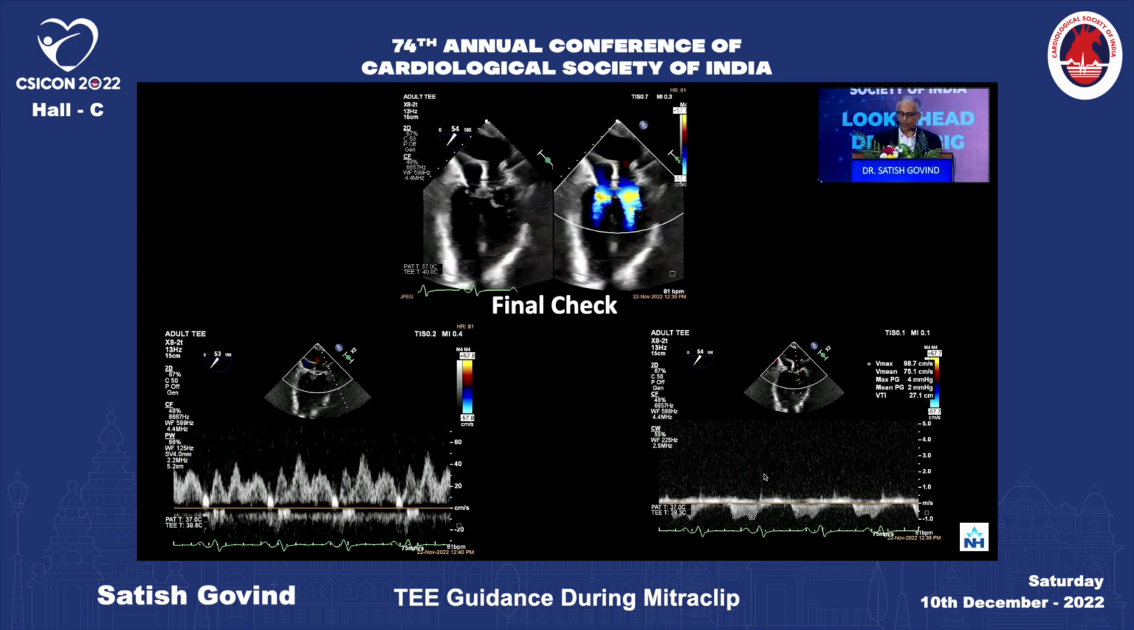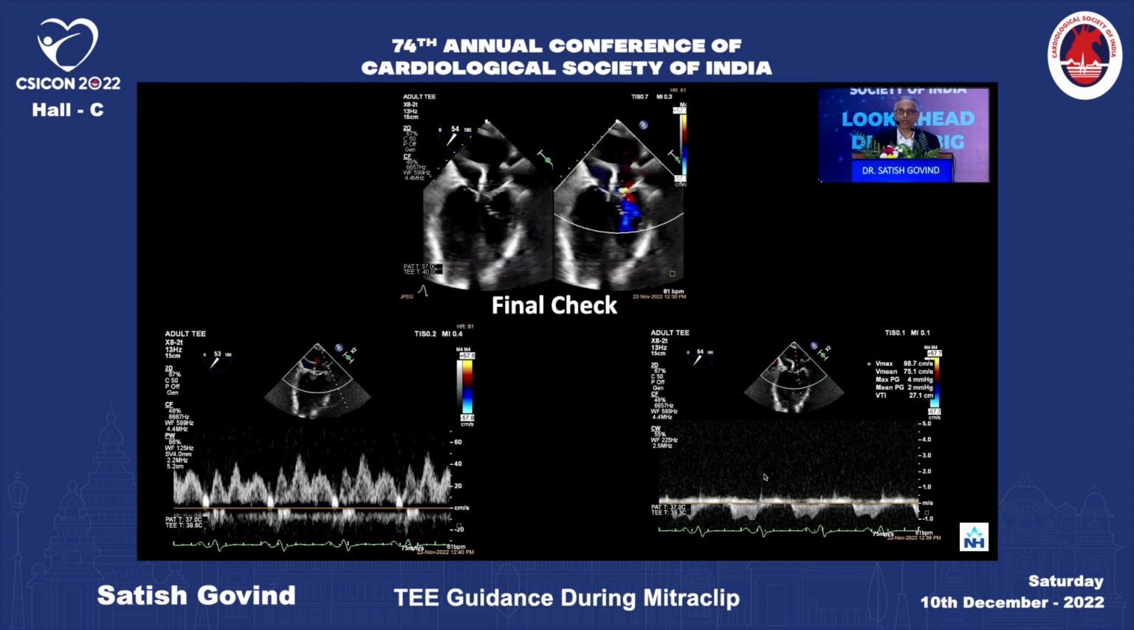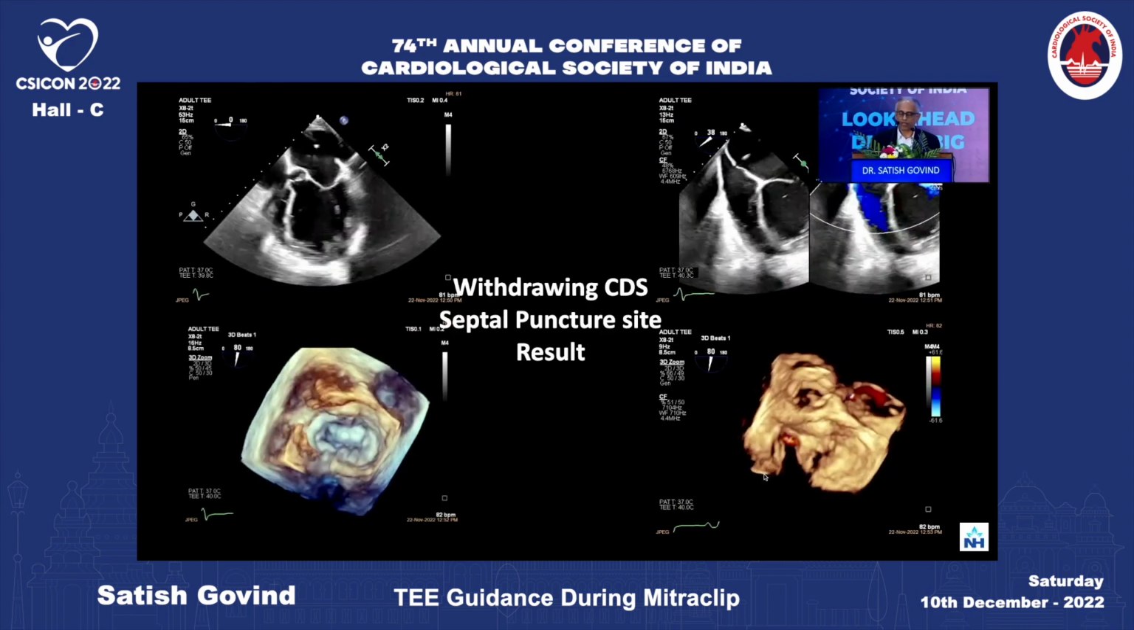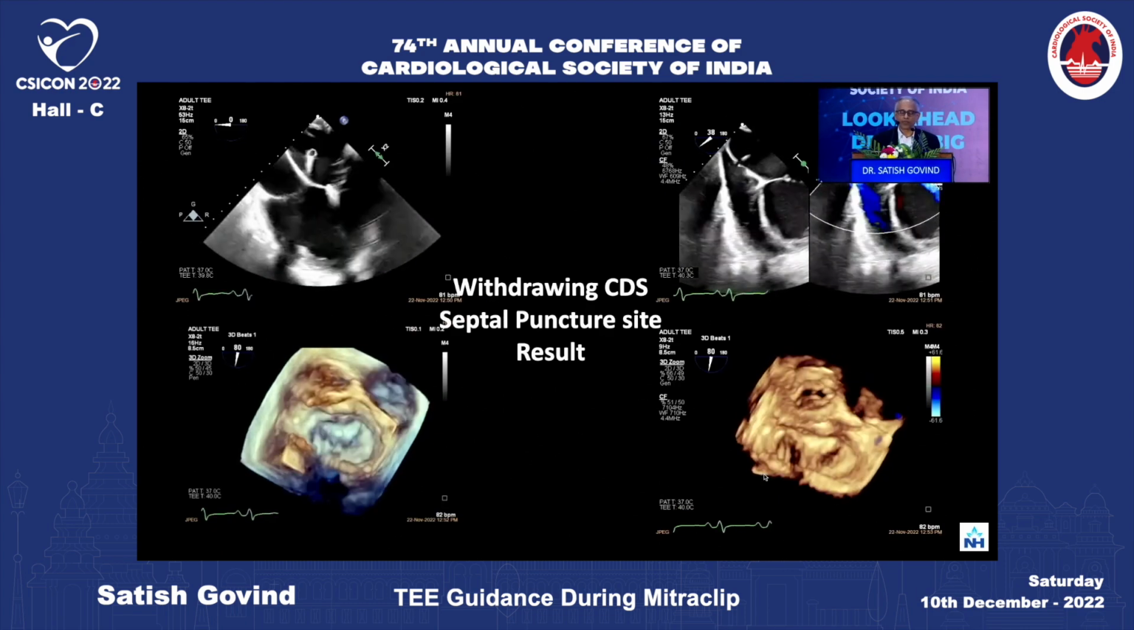And typically in the secondary MRs, these are really big orifices, so you don't have any problems with the gradients. It's more with the primary MRs where you see this. And then once that is done, the clip delivery system has to be removed.